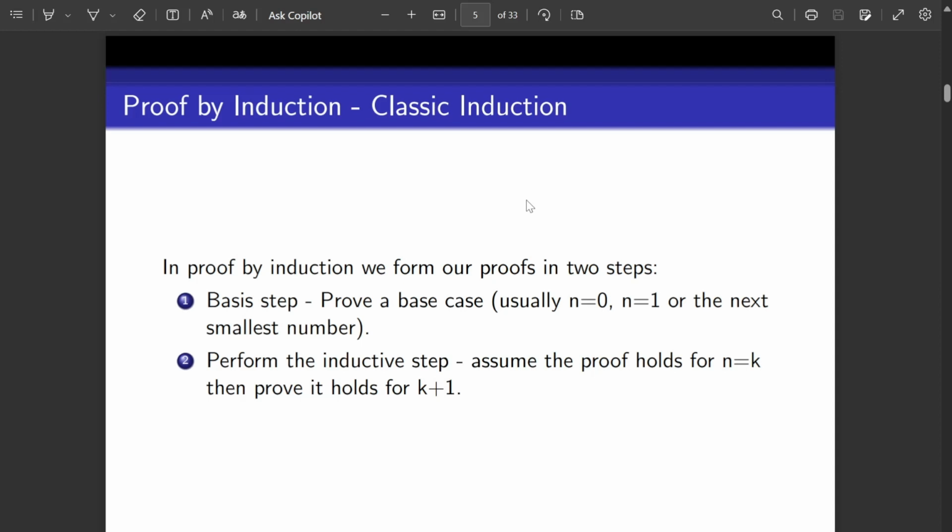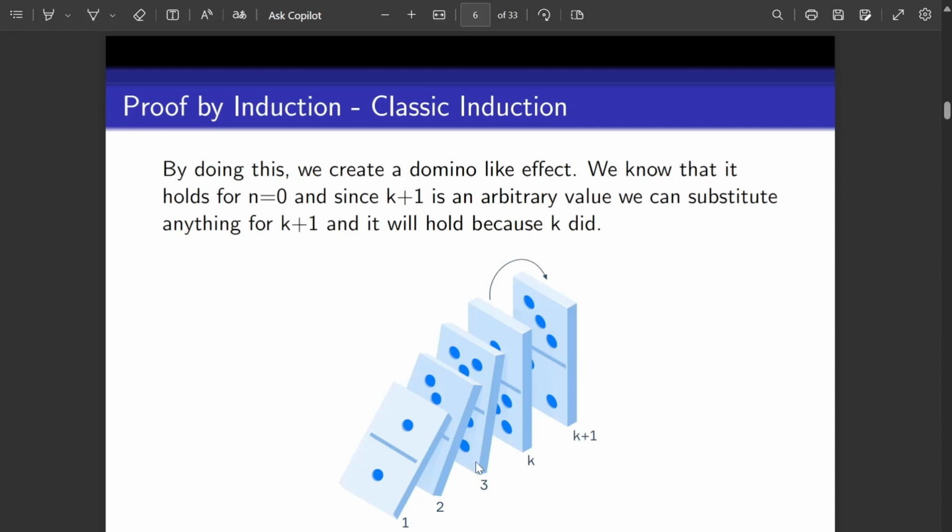Because you've proved that it holds for the next value when the previous one does, it forms a kind of domino effect, if that makes sense. The next one falls because the previous one does. Does that make sense to everyone?